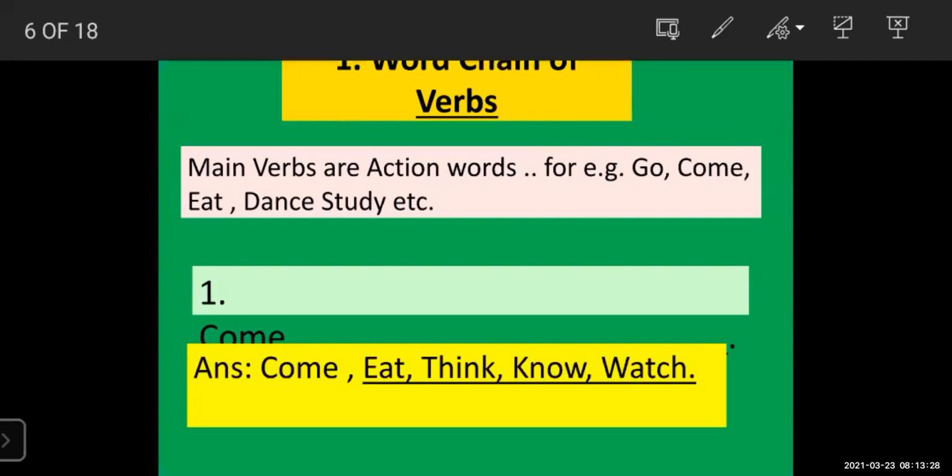That is think. Think is also an action word. T-H-I-N-K. Now, same like this, you have to begin the next word with a verb beginning with K. K is the last letter of the word think. So you have to begin with K.